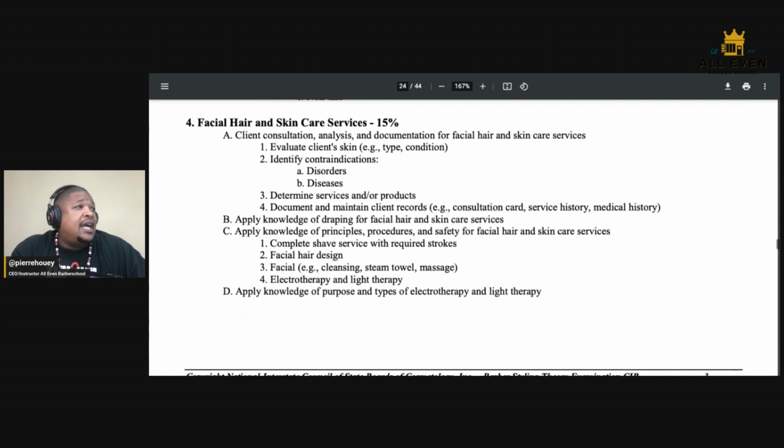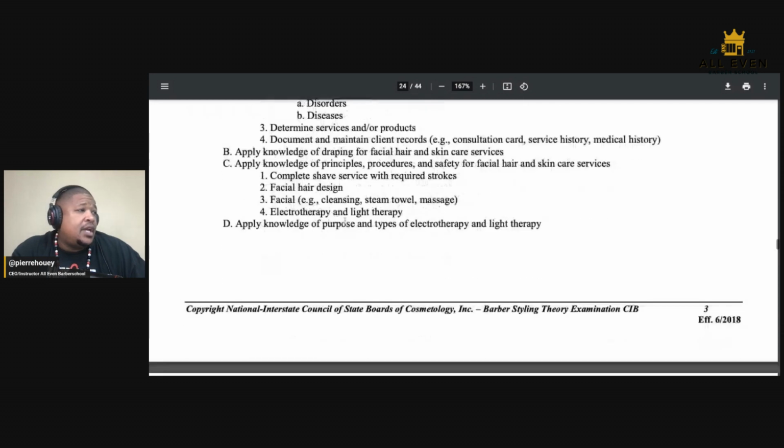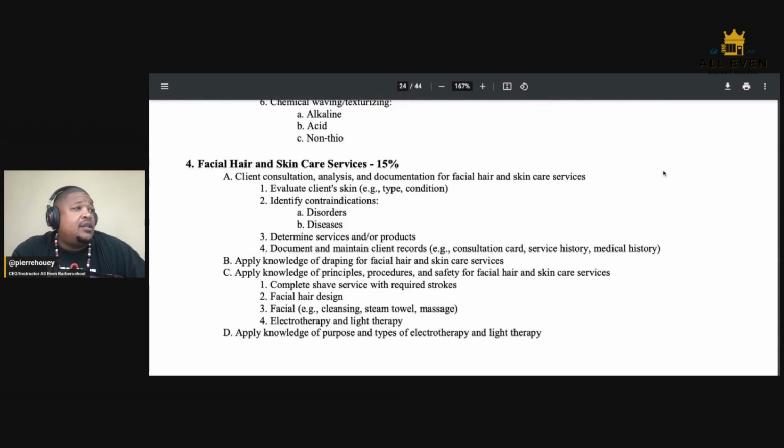Okay. All right, last one. Facial hair skincare services, 15%. You got A through D. All right. Facial hair and skincare services is not bad. The biggest thing about this one is just knowing the differences.